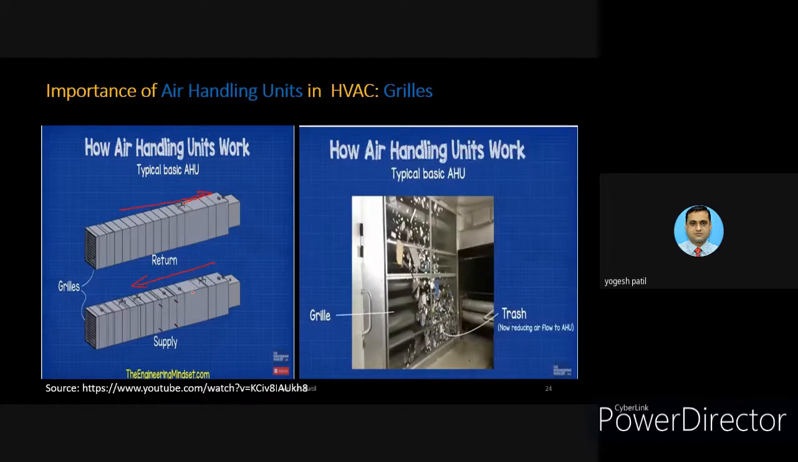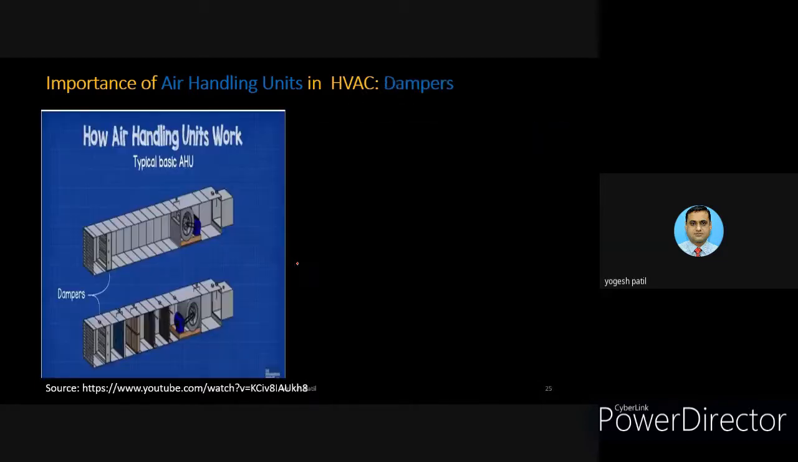Now the first part of this air handling unit is the grills. You can see the grills are mentioned here. Through them either the air enters, or through the grills it can be exhausted. Grills are just to collect the particles, dust particles or some solid particles.